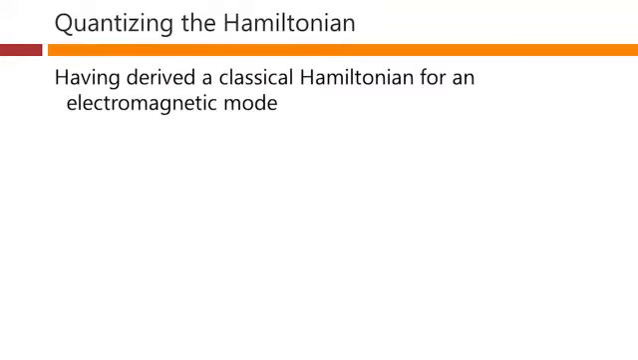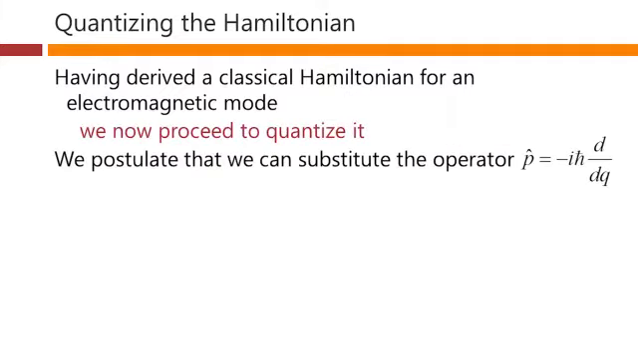Having derived this classical Hamiltonian for an electromagnetic mode, we're now going to proceed to quantize it. As we've proposed, what we're going to do is to substitute the operator P, which we're going to write as minus i h bar d by dQ, everywhere we had the scalar quantity P in our classical Hamiltonian.